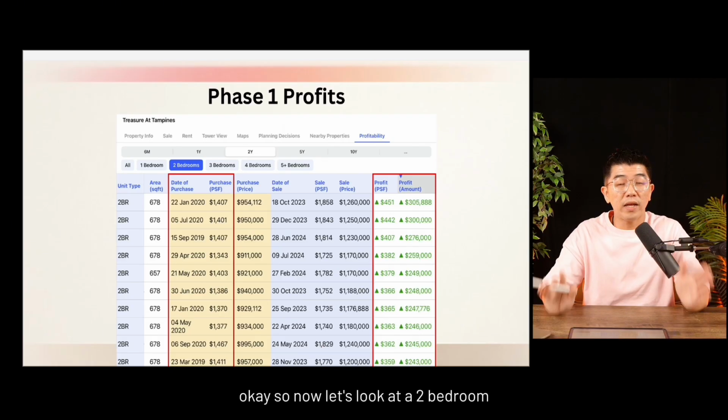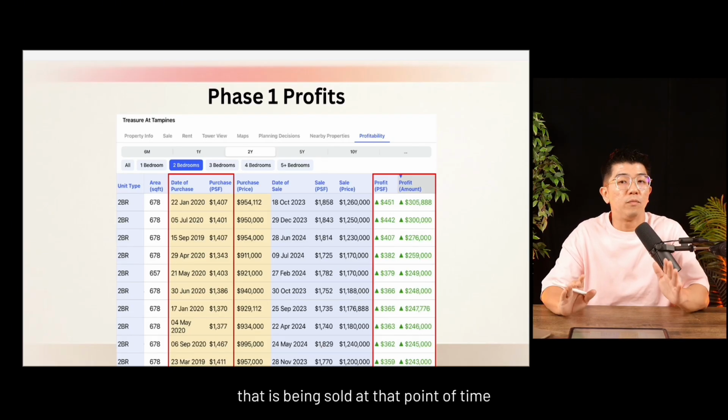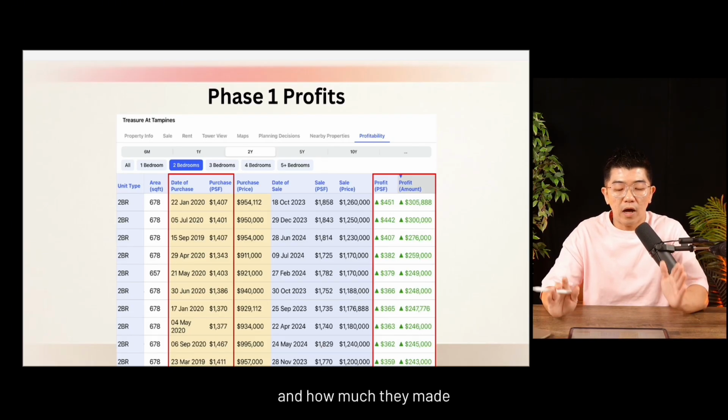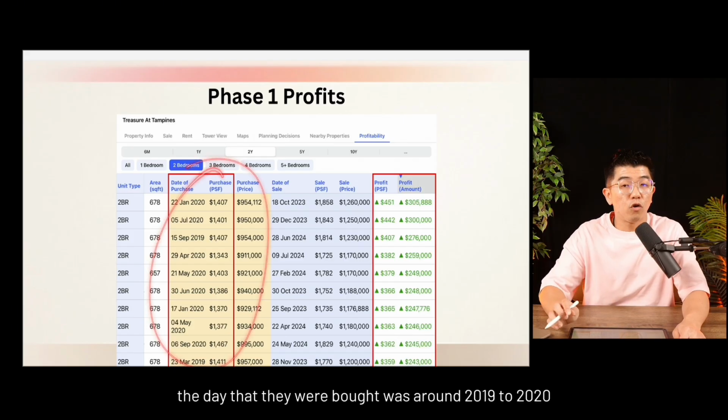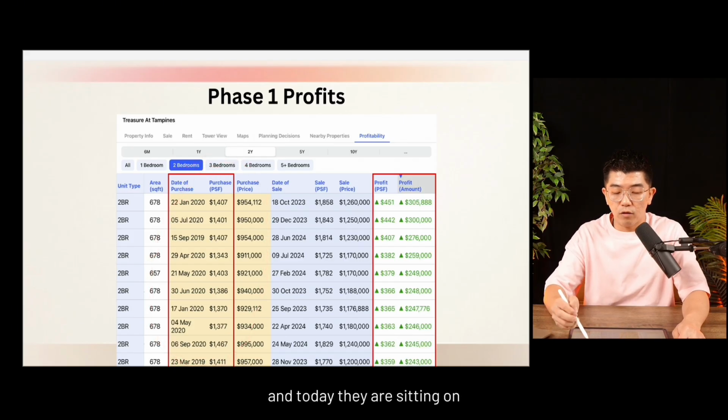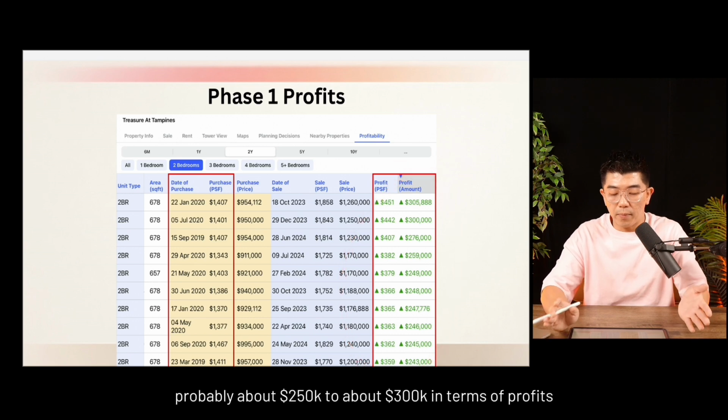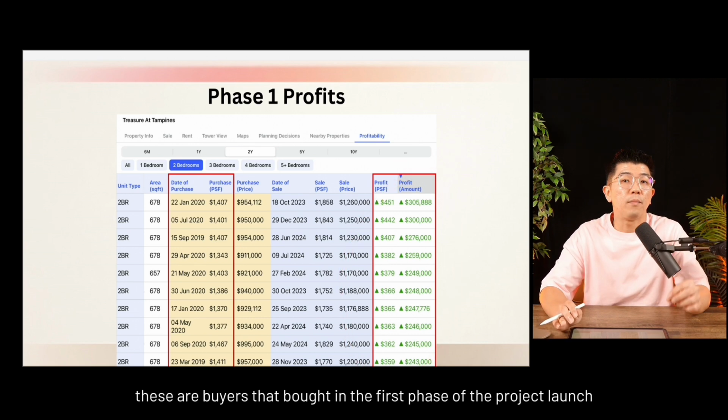Okay, so now let's look at a 2-bedroom that was sold at that point in time and how much they made. You can see the day they were bought was around 2019 to 2020. And today, they're sitting on probably about 250 to 300,000 in profits. These are buyers that bought in the first phase of the project launch.